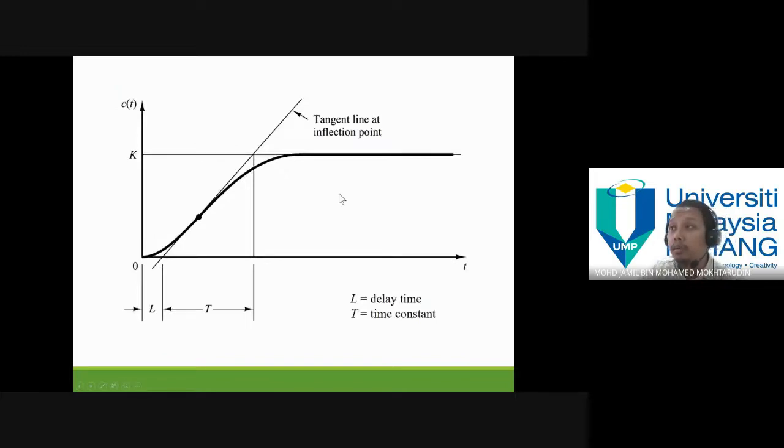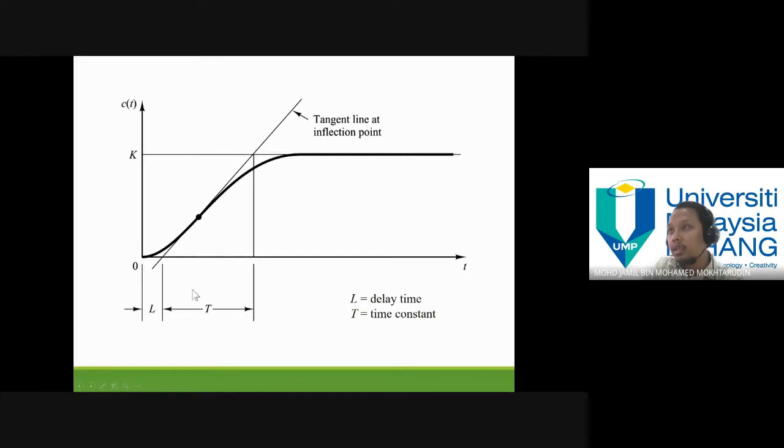In the first rule, we need to determine two things from the time response of the given plant. The first is this L value, which is known as the delay time. The delay time is the value from 0 until the point where the time response starts to increase, about here.